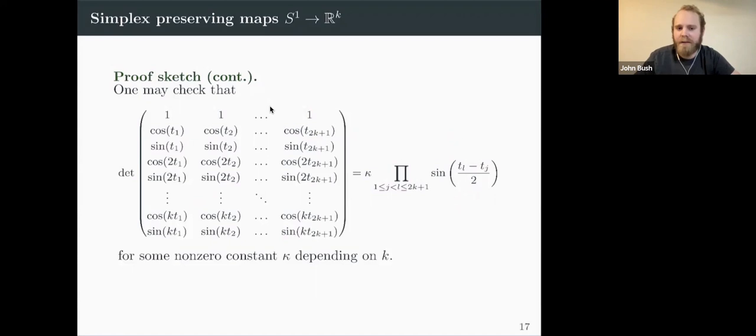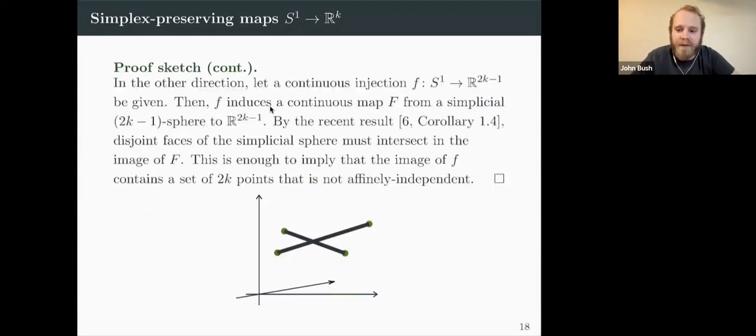Okay, so that's the existence. And now for the other direction, let's assume for a contradiction that there's a continuous injection from the circle to an odd dimensional Euclidean space. For the rest of this, I'm just going to consider k equals 2, just for the purpose of visualization. So let's assume we have a continuous injection from the circle to R3. It turns out that this map induces a continuous map, say capital F, from a simplicial 3-sphere to R3.